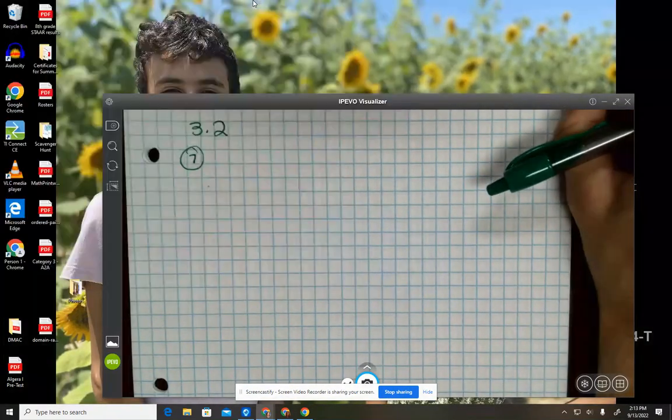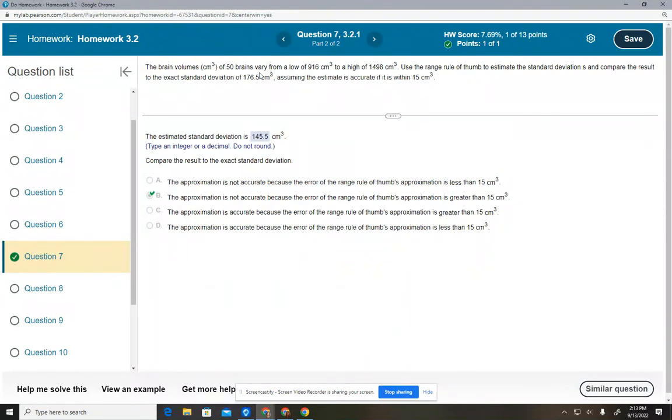It says the brain volumes of 50 brains vary from a low of 916 to a high of 1498. Range rule of thumb: use a range rule of thumb to estimate the standard deviation S and compare the result to the actual standard deviation of 176.5, assuming the estimate is accurate if it is within 15 centimeters cubed. So we first need to estimate the standard deviation.